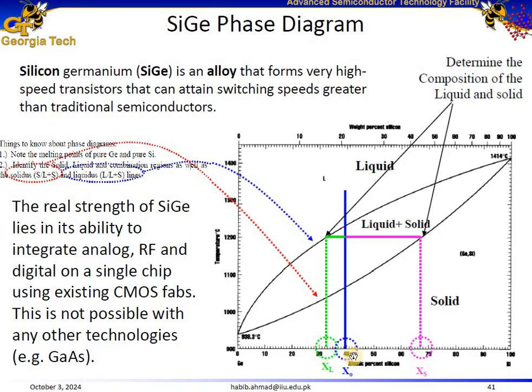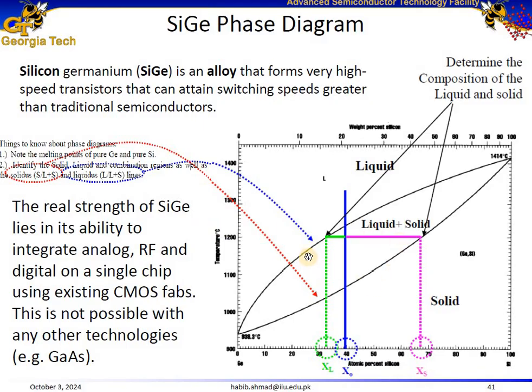The 40% point means that we have 40% silicon and 60% germanium. Similarly, the 90% point means that we have 90% silicon and 10% germanium. Similarly, the 100% point means that we have 100% silicon and 0% germanium. And the y-axis shows temperature in degrees Celsius.